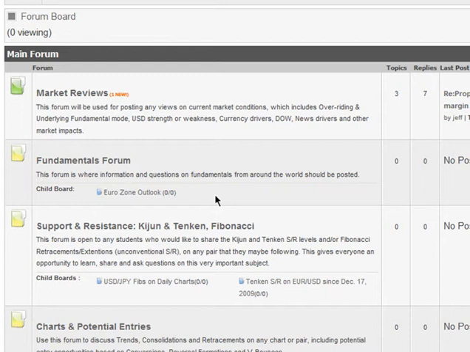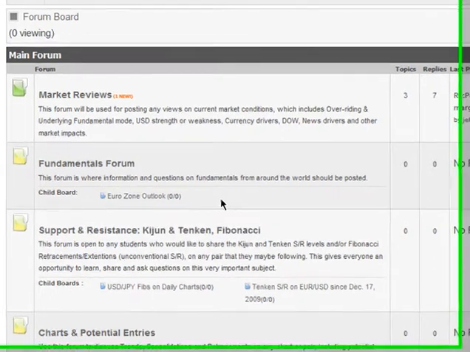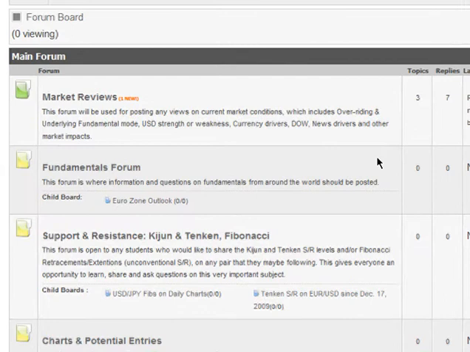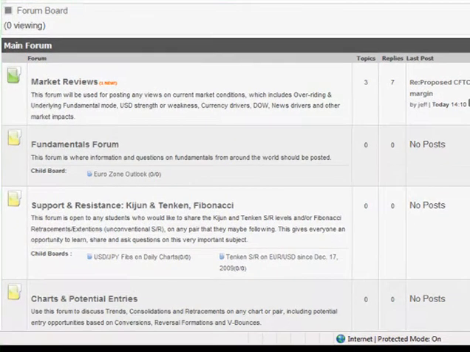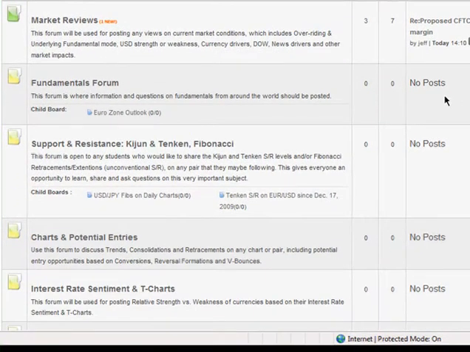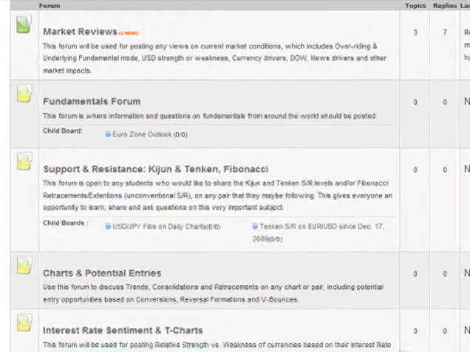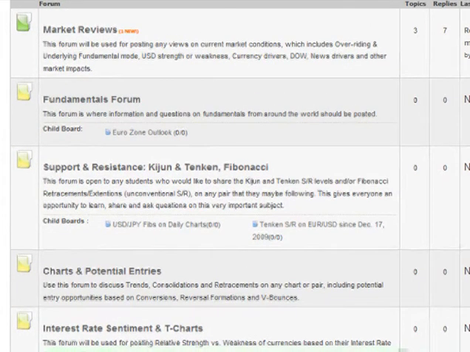Now, if we can find someone who's willing to take on the North America zone outlook, or even the Asian zone outlook, and we're looking for volunteers here, would love to have that. There'll be additional boards underneath the fundamentals forum. So you can see no post yet because we haven't actually started it. We're actually having a meeting with Dana and Paul tomorrow to teach them how to do this.